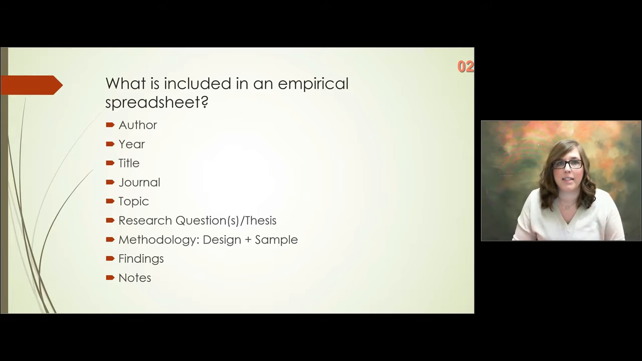Hers was a little bit more basic because the purpose of the spreadsheet was just to get started with ideas. But if you were really using this as a way to organize your research for chapter 2, you could do so much more with it, and you can include a lot of other columns and boxes as a way to organize your thoughts. So the one that I'm going to show you today, I decided to include author, year, title, the journal it came from, just a general topic in your own words, and these might even be keywords, research questions or the thesis, the methodology, which includes design and sample, any kind of findings and notes.